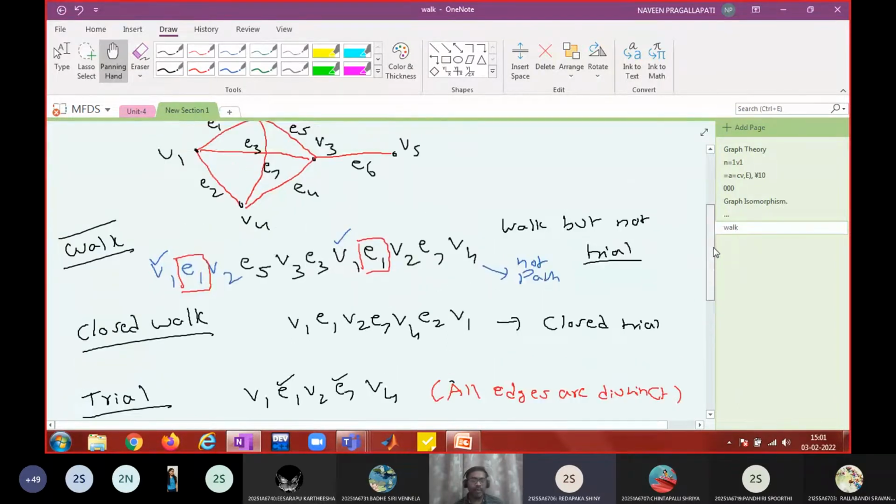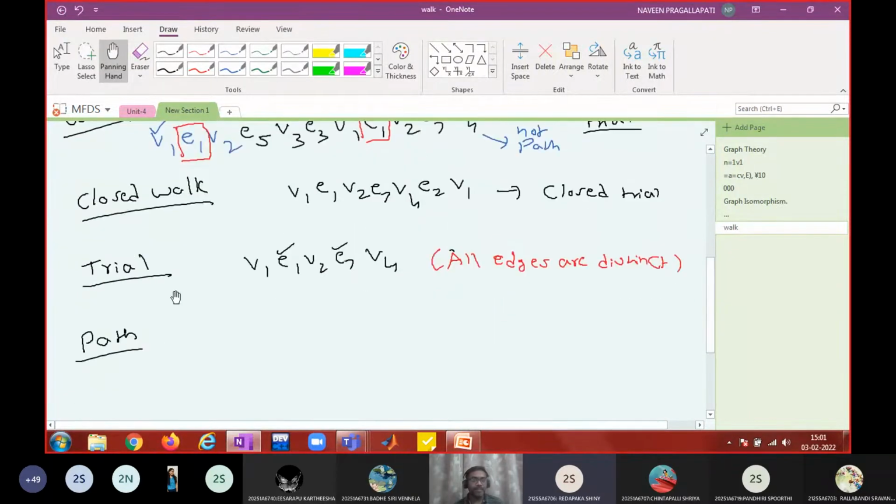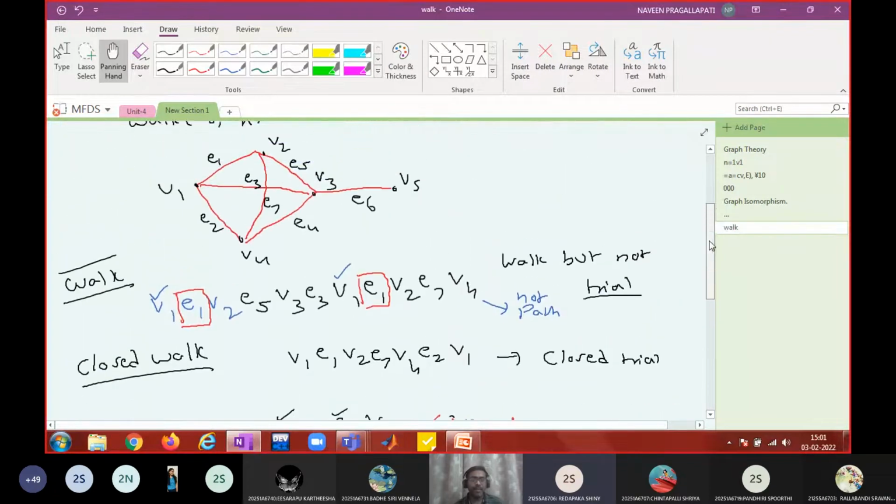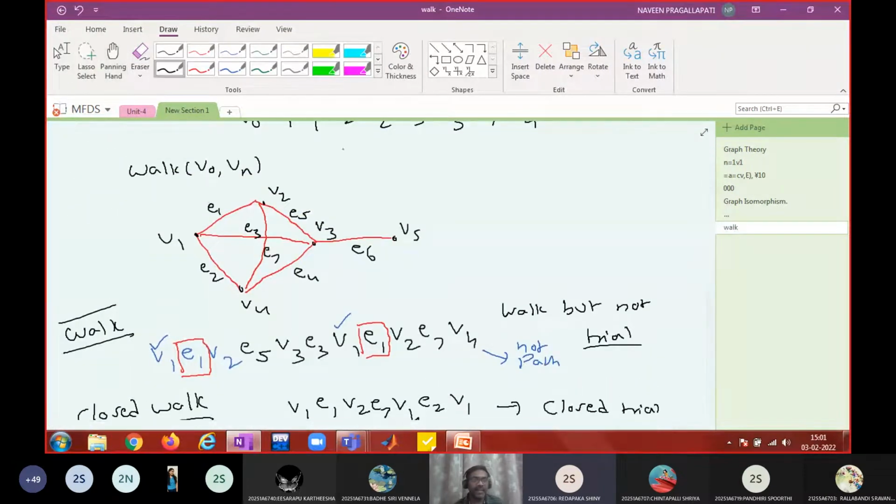So how can you give a path? Can I give a path like this? V1, E1, V2, E5, V3, E4, V4. And do you agree that if the vertices are all distinct, then the edges are also distinct?